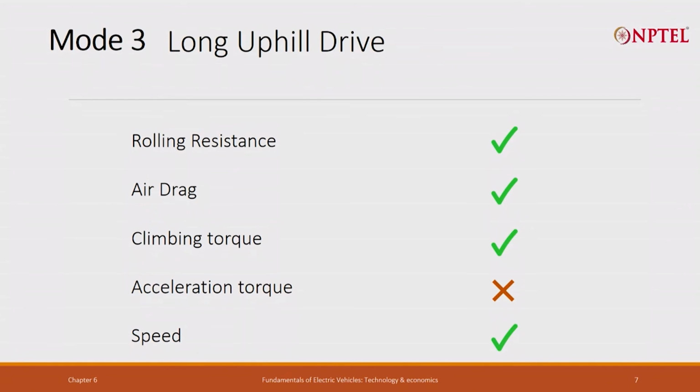Then I told you about going on a family picnic to a hill station, and there is rolling resistance, there is air drag because I am going up the hill at a reasonable speed. I am not going at a peak speed, nobody drives uphill at top speed, and there is a significant climbing torque. There is no acceleration torque for the most part because I am going up at a constant speed, and this torque has to be delivered at the reasonable speed at which I am going uphill.